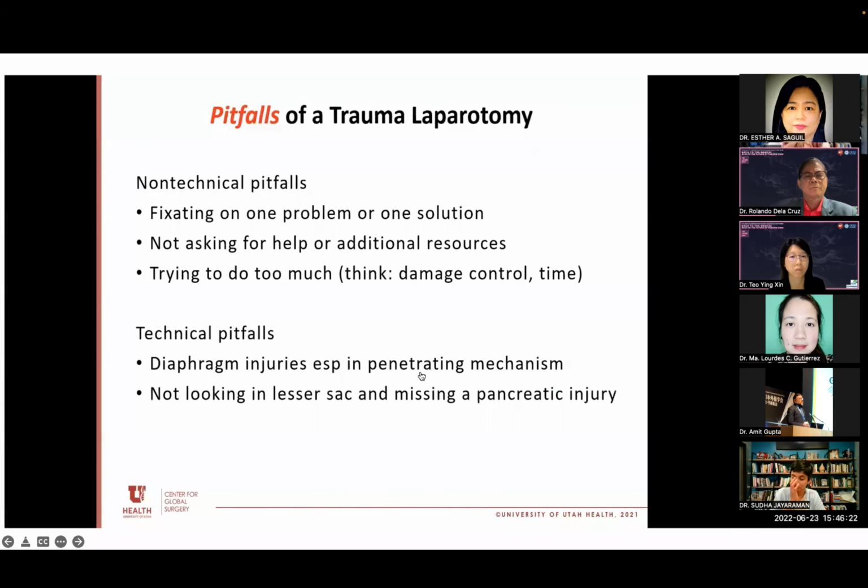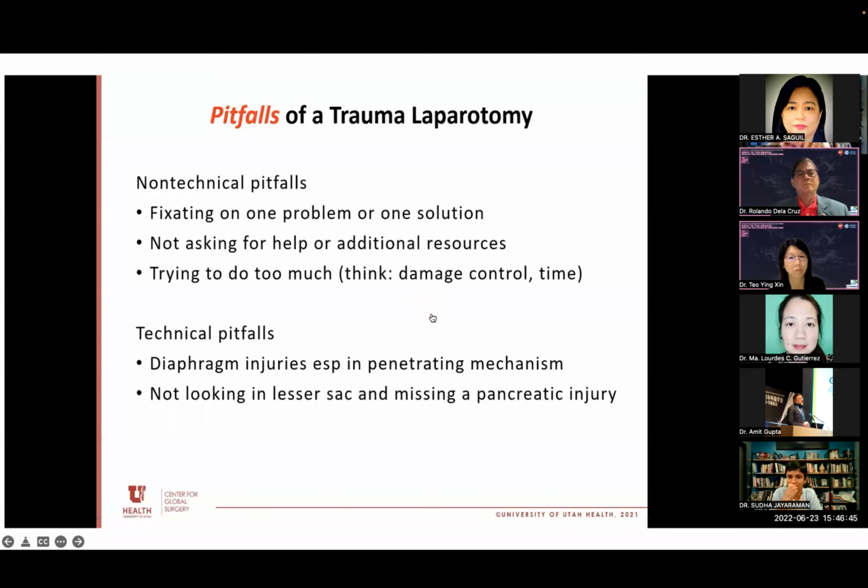Obviously, every operation has pitfalls. So let's talk about the non-technical pitfalls. One of the biggest challenges with any procedure that you do is fixating on one problem or one solution. This is really important to be aware of. This is a very normal default setting for all of us as humans.